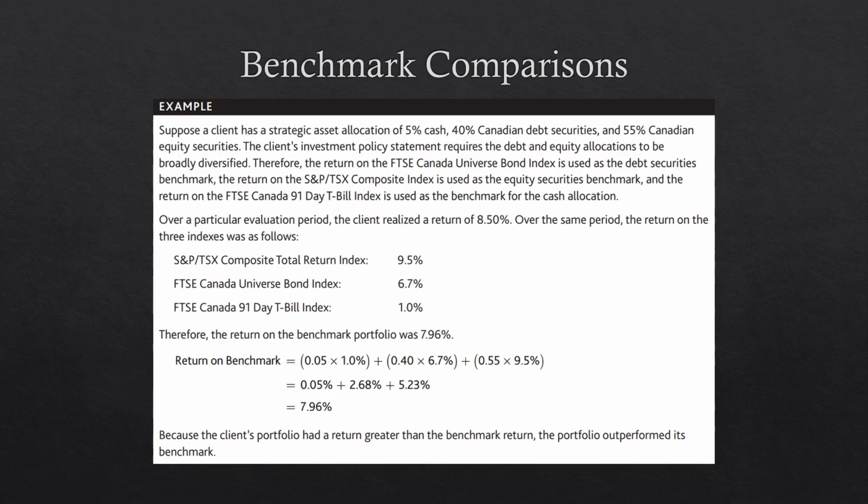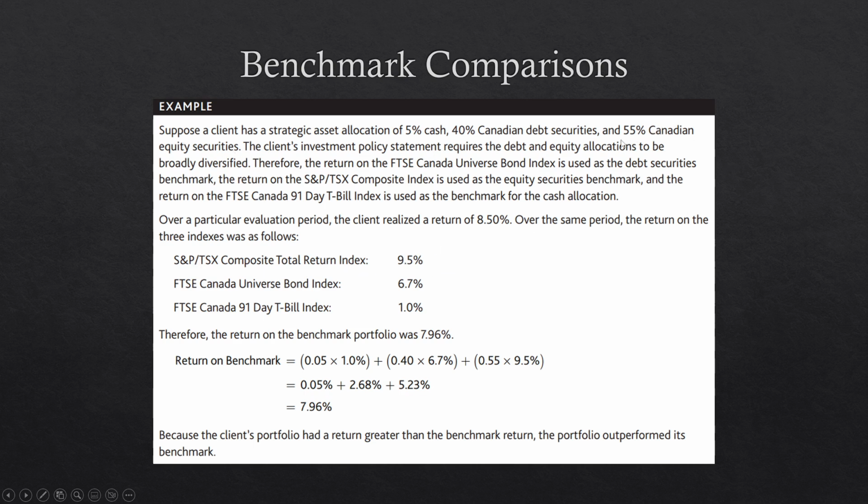And so this example just goes through how you could calculate a benchmark return. So it says, suppose a client has a strategic asset allocation of 5% cash, 40% Canadian debt securities, and 55% Canadian equity securities. So we know that T-bills would represent cash, so they earn 1%. The bond index, which would be the Canadian debt securities, earn 6.7, and then the S&P TSX Composite Total Return Index is for the equity securities.